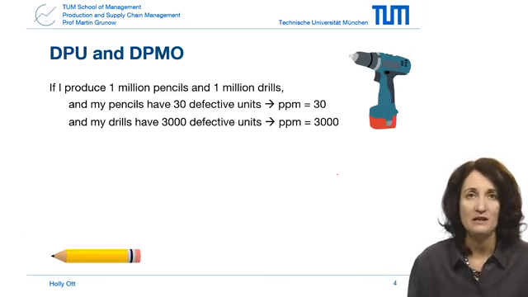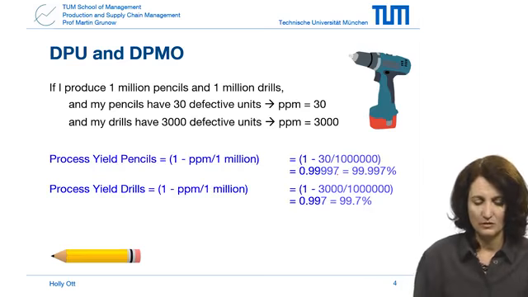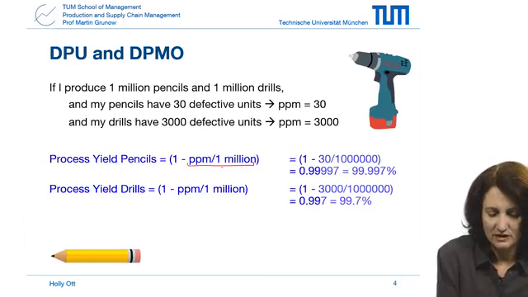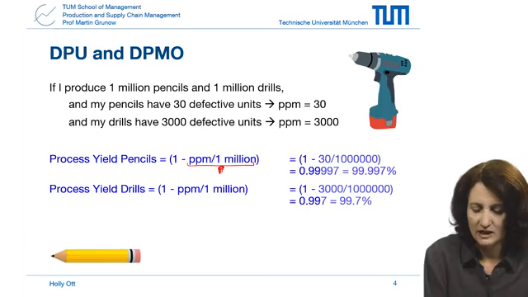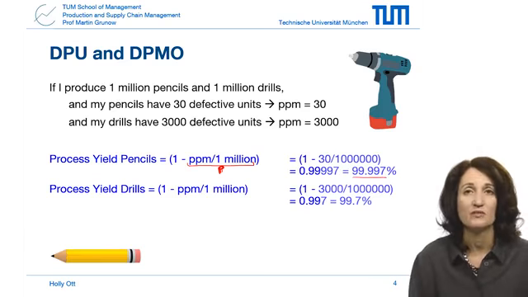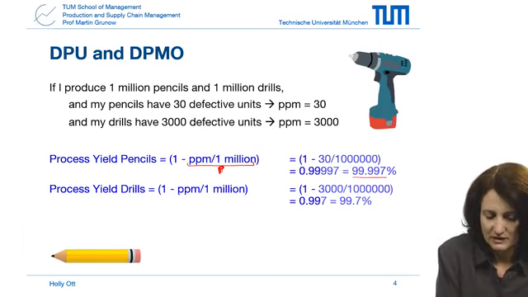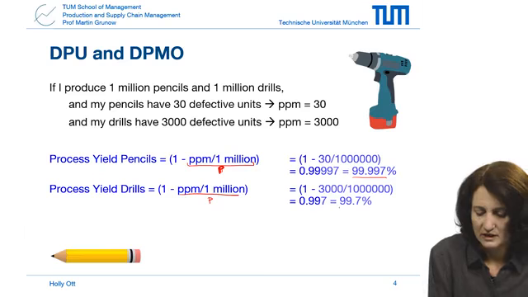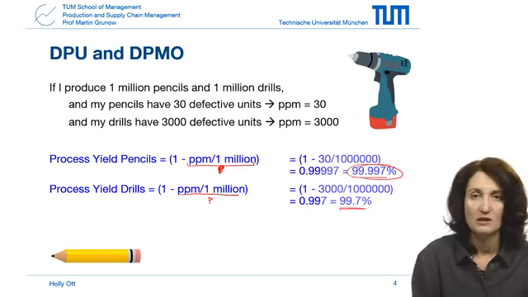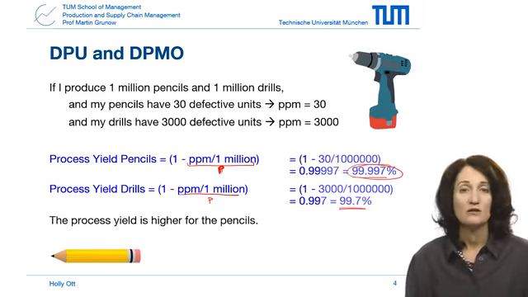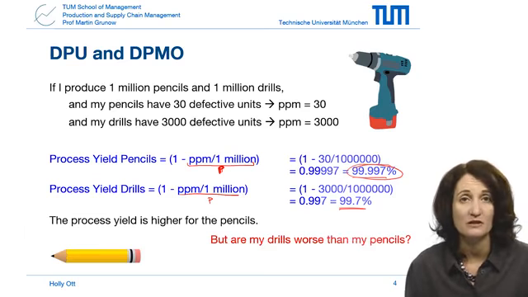So here I've written it again. Let's look at our yield. So the yield for the pencils, so we know that the parts per million divided by 1 million is going to be P. So the yield is 1 minus P, and we end up with 99.997% yield for our pencils. The drills, on the other hand, again, this is P, we end up with 99.7% yield. And so clearly this is higher. Clearly the yield for the pencils is higher, but are the drills worse than the pencils?